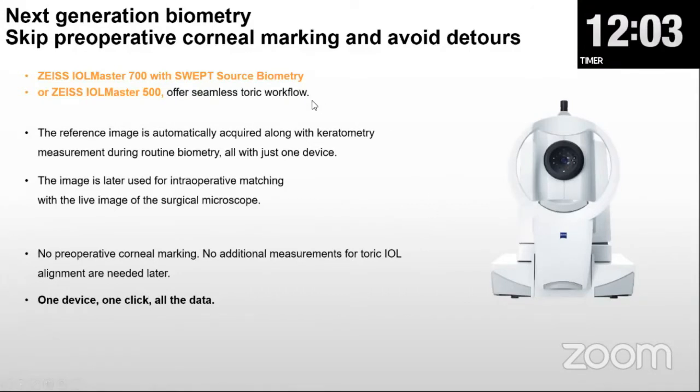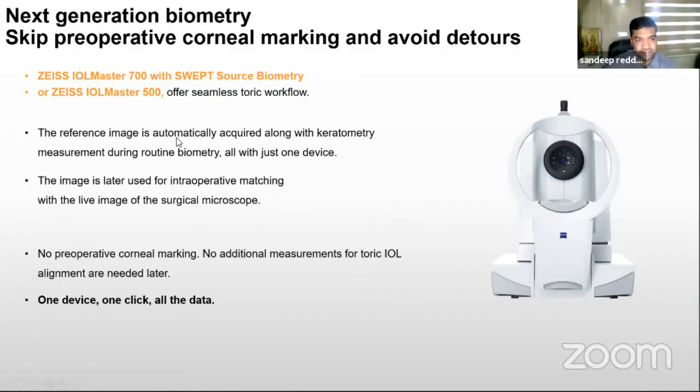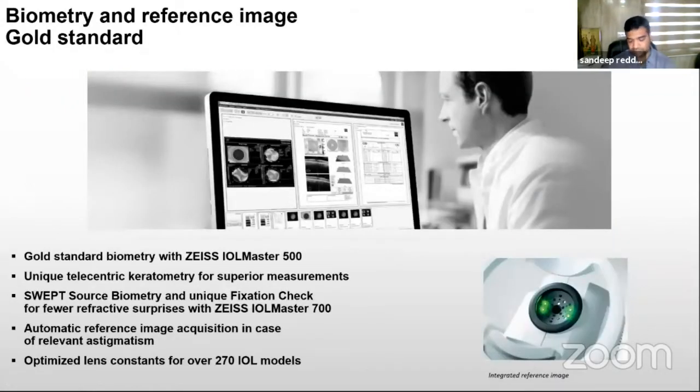With the IOL Master 700, a reference image is automatically acquired along with the keratometry. You do not need any extra instrumentation for the cylindrical marking, like what the Varian has. Everything can be done using the IOL Master. The same images are transferred intraoperatively to the microscope. And as you all know, the gold standard biometry is the IOL Master 700, which is what most of us use.